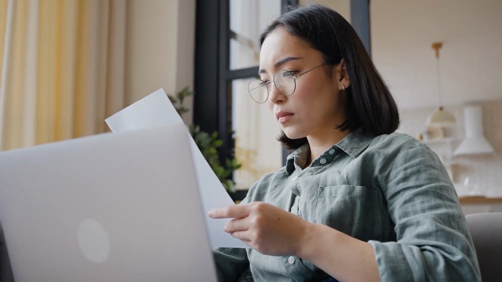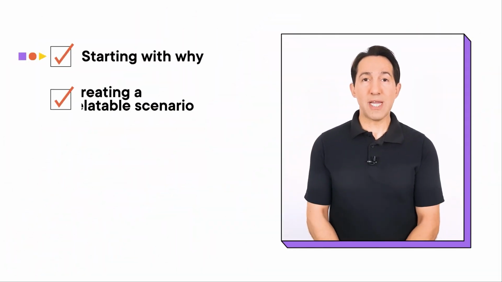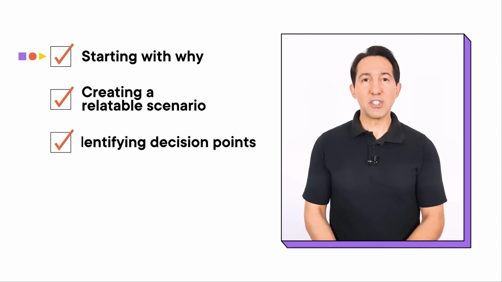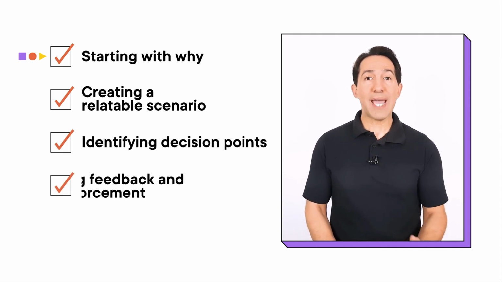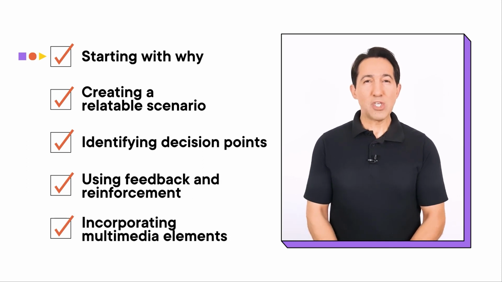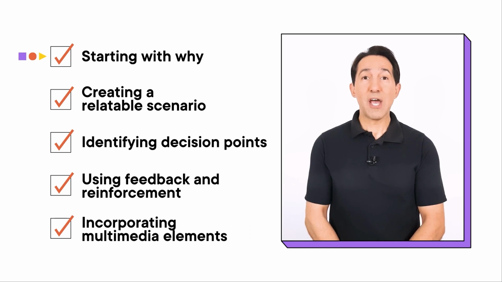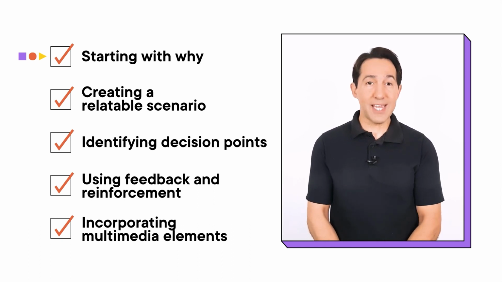Scripting a scenario-based microlearning example requires careful planning and attention to detail. By starting with why, creating a relatable scenario, identifying decision points, using feedback and reinforcement, and incorporating multimedia elements, you can create an engaging and effective learning experience that helps learners to develop the skills they need to succeed.